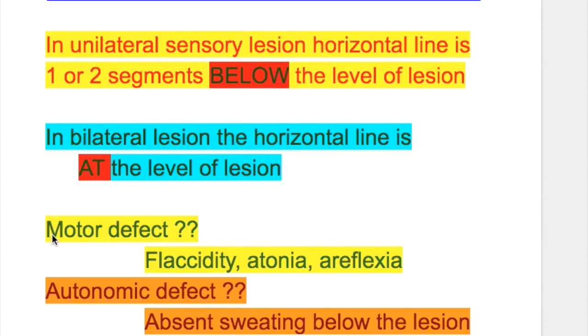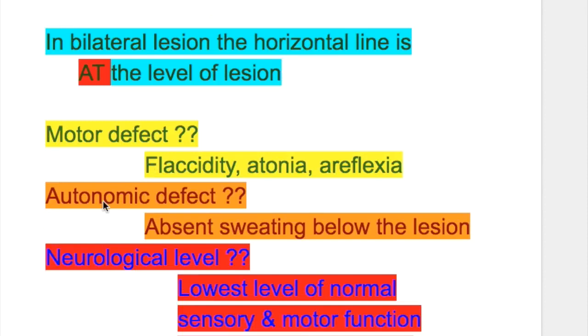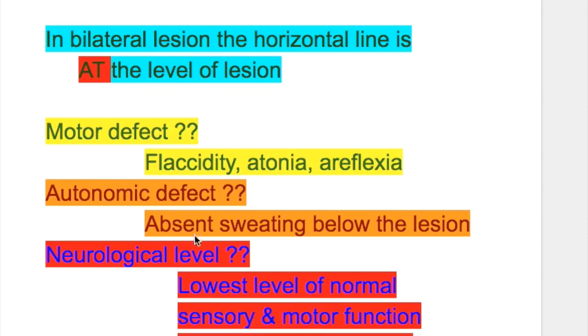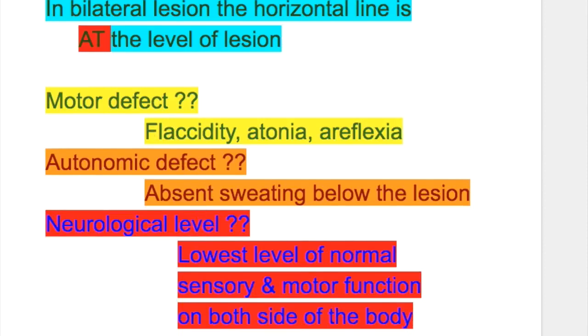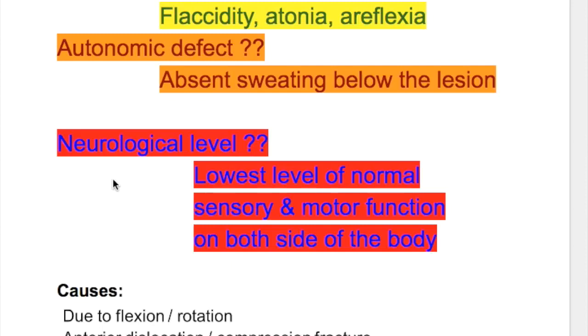And what's the upper limit of the motor defect at the horizontal line? There is flaccidity, atonia, and areflexia, from involvement of the anterior horn cell. And what's the autonomic defect? Absent sweating below the level of the lesion. And what's neurological level? Neurological level is the lowest level of normal sensory and motor function on both sides of the body.